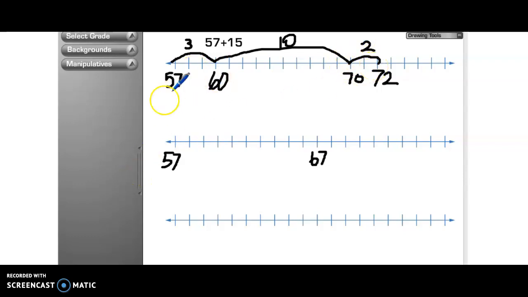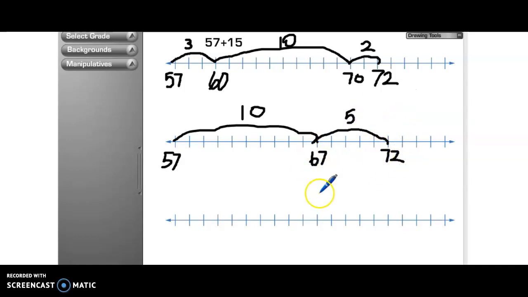I could also immediately just go and add 10. So what I would do is start at the 57 and add 10 to equal 67. So here's my 10. But then I know that I have 5 more because in the original problem it was 15. So I'm going to add 5 more. 1, 2, 3, 4, 5. That would also equal 72. So again, you can use any strategy you want, but you need to be able to break them apart to make them more compatible numbers.